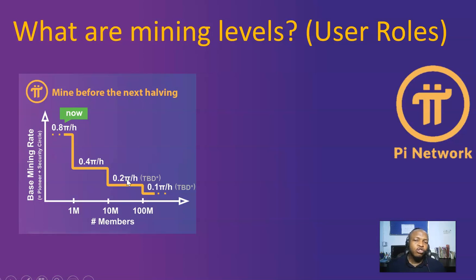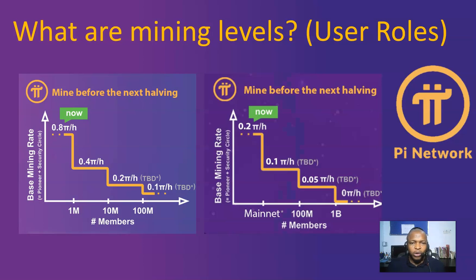So as more people join the network, the mining difficulty increases, or it's called halving. All right, when the halving occurs, you tend to mine at a lower rate. This is also to make sure there's scarcity in the network. So at the time of making this video, like I said, we are currently mining at 0.2 pi per hour.